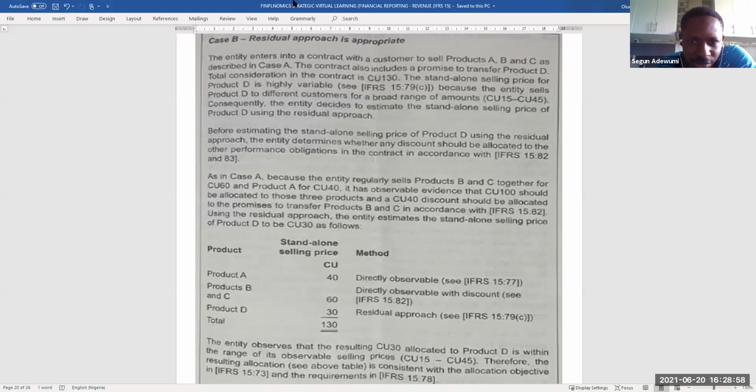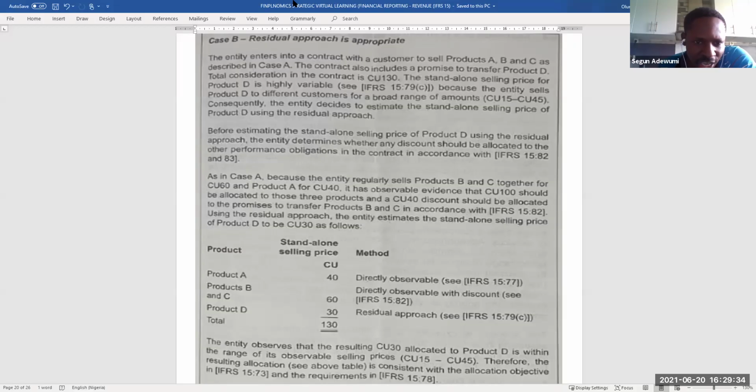The standalone selling price for product D is highly variable because the entity sells product D to different customers for a broad range of amounts from 15 CU to 45 CU. Consequently, the entity decides to estimate the standalone selling price of product D using the residual approach. Before doing so, the entity determines whether any discount should be allocated to other performance obligations in the contract in accordance with IFRS 15, paragraphs 82 and 83.